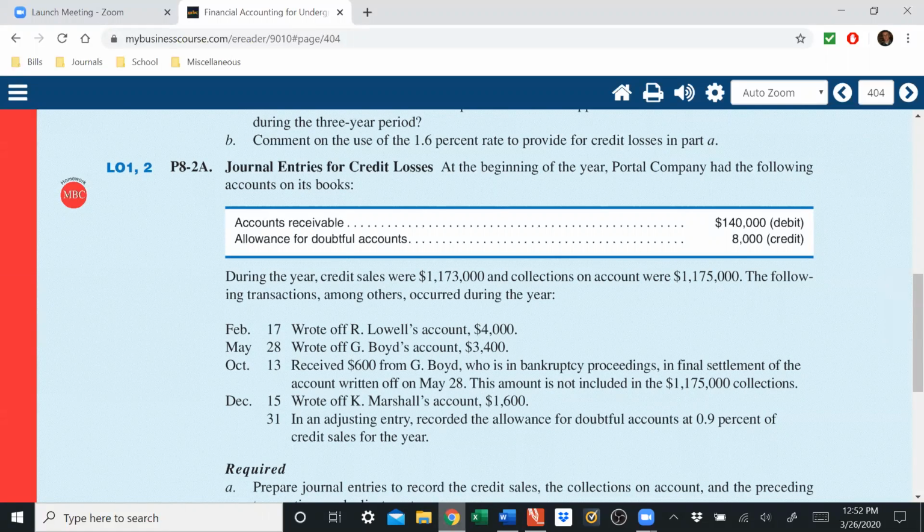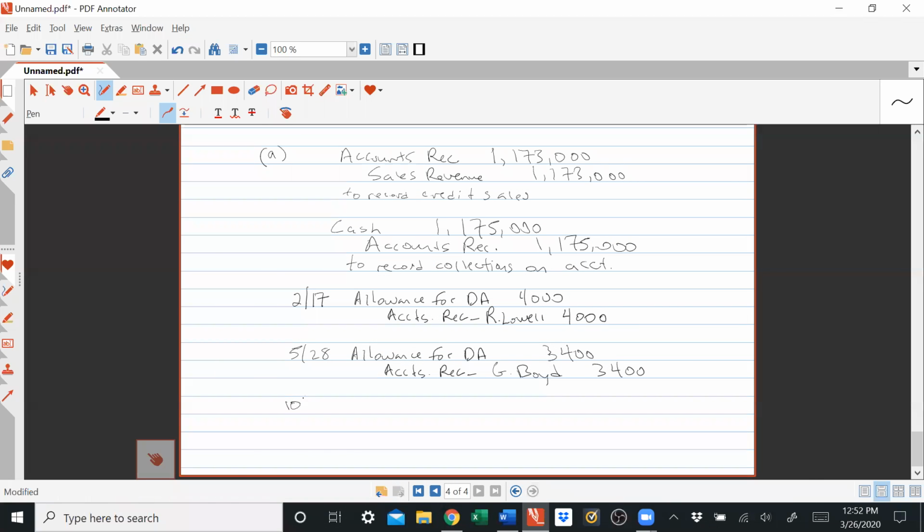So what's the date again? October 13th. When you collect an account that was previously written off, or a part of it, you have to make 2 journal entries. One journal entry will undo a portion of this. So debit accounts receivable, G. Boyd, $600. Credit the allowance for doubtful accounts. So reinstate the account and reinstate the allowance.